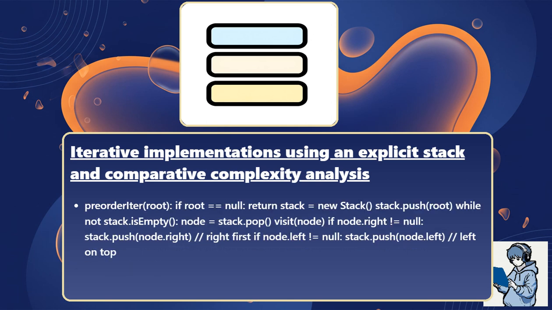Preorder with a stack. PreorderIter(root): if root equals null, return. stack equals new stack, stack.push(root). While not stack.isEmpty, node equals stack.pop, visit node. If node.right is not null, stack.push(node.right) first. If node.left is not null, stack.push(node.left) on top.